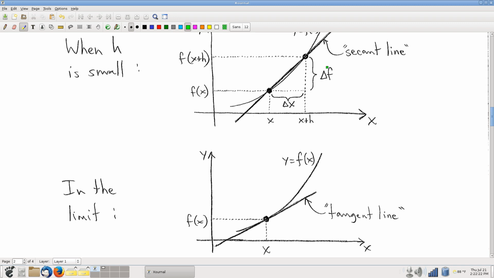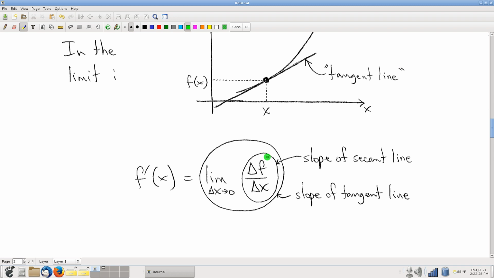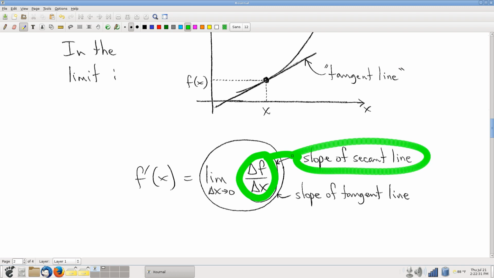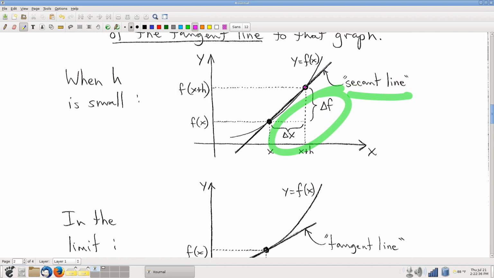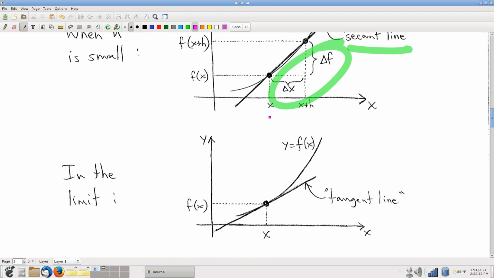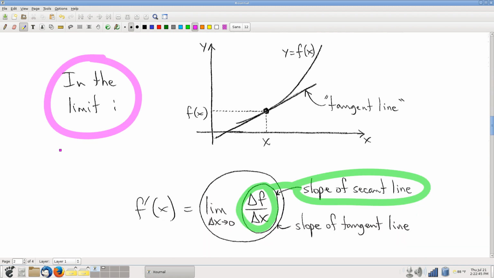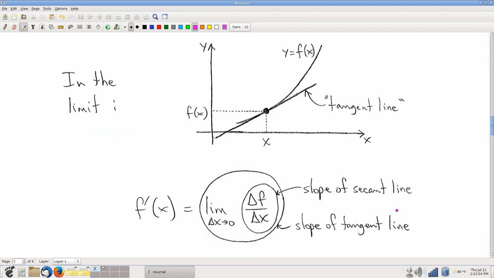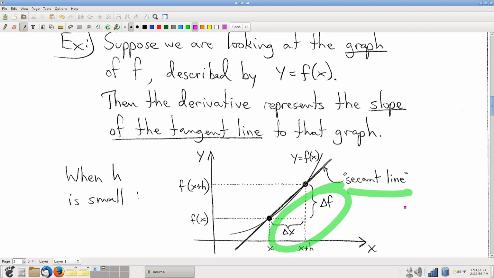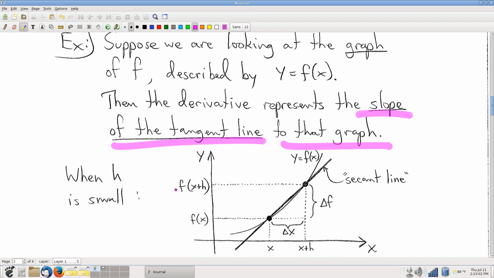Okay, so we're looking at slopes of these secant lines, right? Delta f over delta x is the slope of those secant lines. And then in the limit, as we get closer and closer, in that limit, we get the slope of this tangent line. Okay, so that's one way of thinking about derivatives, is that they give you the slope of the tangent line to the graph of the function. Okay, that is one interpretation.